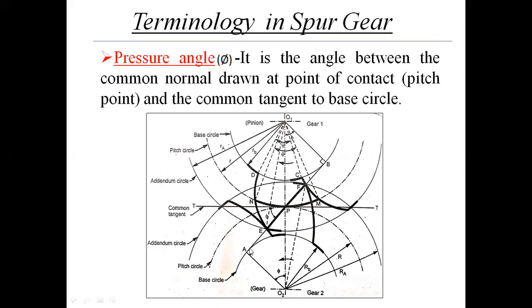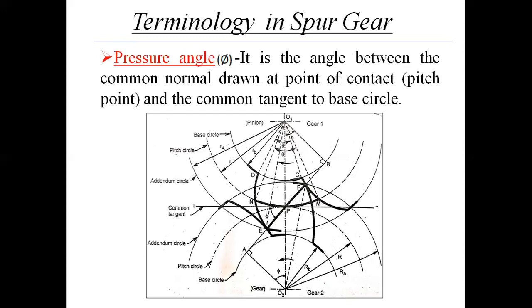So the angle made by line AB and line TT, where TT is the common normal line to both the gears, and AB is the common tangent line to both the base circles, is the pressure angle. This is very important to understand while solving the numericals.